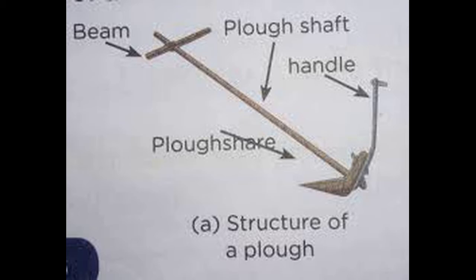The main part of the plow is a long log of wood which is called the plow shaft. There is a handle at one end of the shaft. The other end is attached to a beam which is placed on the bull's neck. You can see all these things. So the long piece is known as the plow shaft, and the long strong triangular iron strip is known as the plowshare.